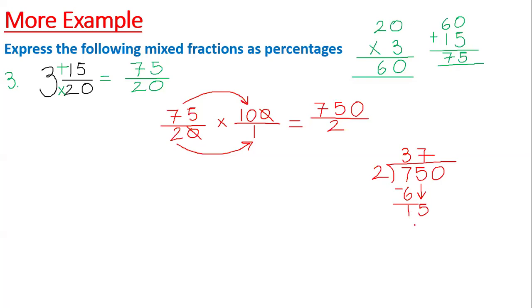2 times 7 is what? 14. Very good. 15 minus 14 is what? 1. Bring down the 0. How many times does 2 go into 10? 5 times. So 2 times 5 is 10. Very good. And so the answer, in terms of a percentage, is going to be equal to 375%.